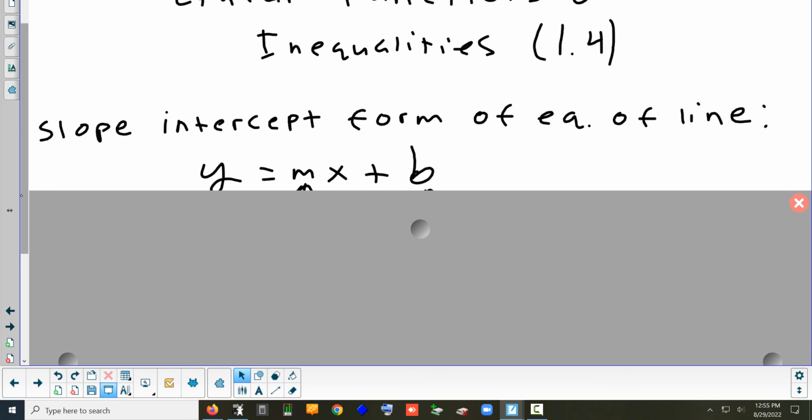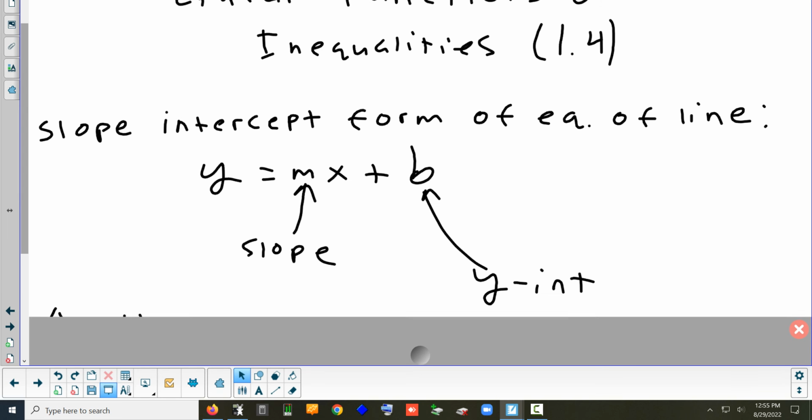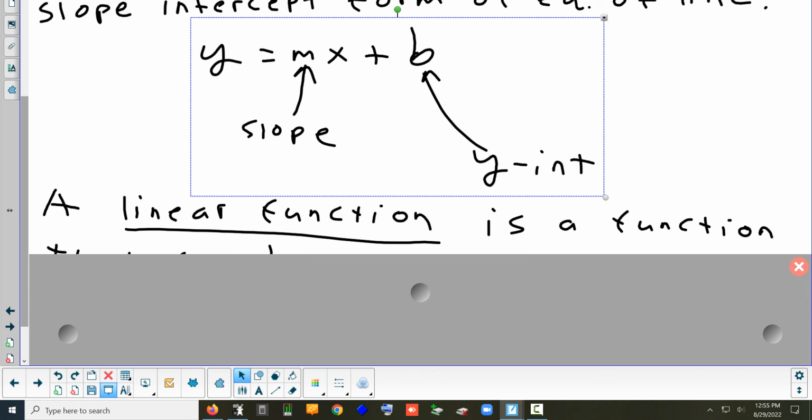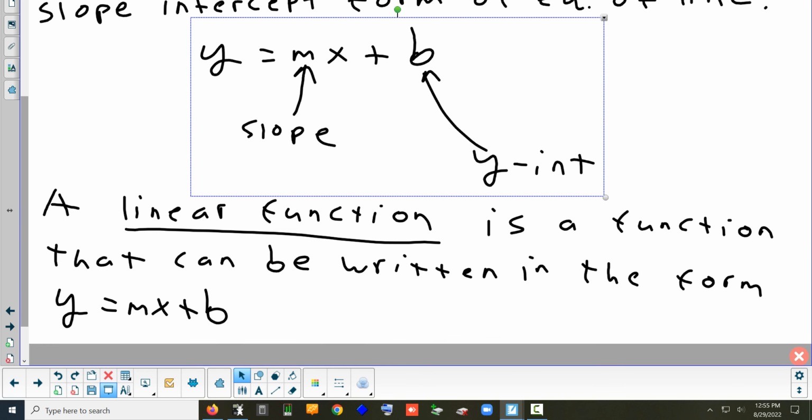So y equals mx plus b. Okay, that's called slope-intercept. Does anyone remember what the m stands for? Slope. And how about the b? Cassidy? Y-intercept. So basically how steep your line is and where it crosses the y-axis. In general, if something is a straight line, it can be written in the form y equals mx plus b.